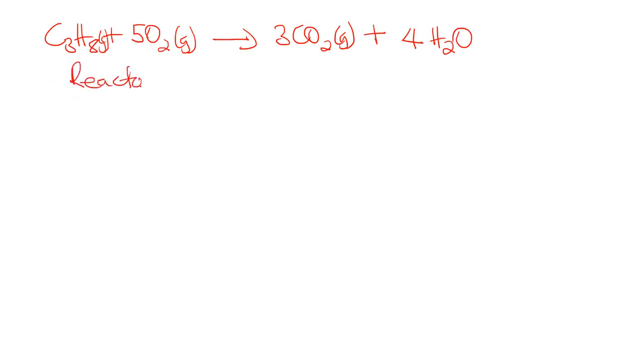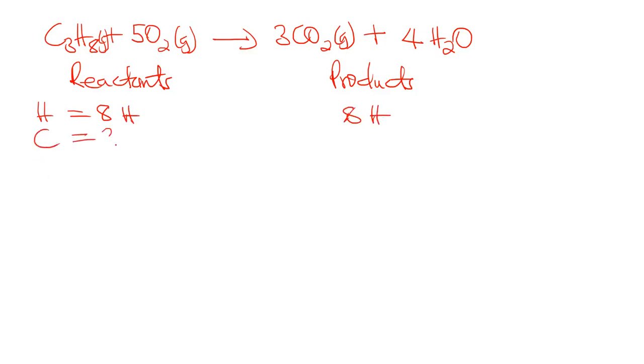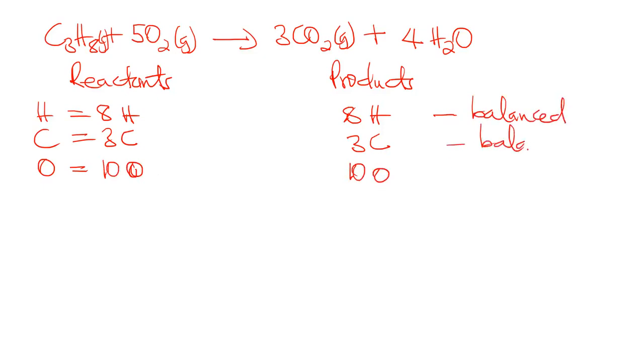So reactants, products. Reactant, hydrogen, we have 8 hydrogens. Product, we also have 8 hydrogens. Carbon, we have 3 carbon. Product, we also have 3 carbon. Oxygen, we have 10 oxygen. Product, we also have 10 oxygen. So this one is balanced. This one is balanced. This one is balanced.